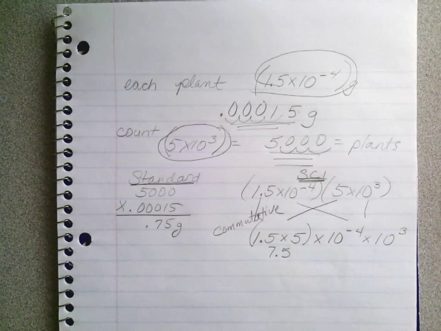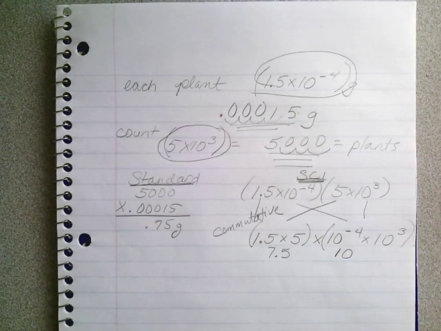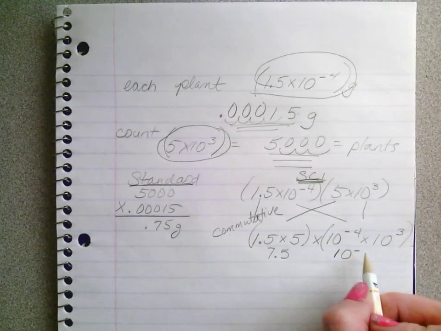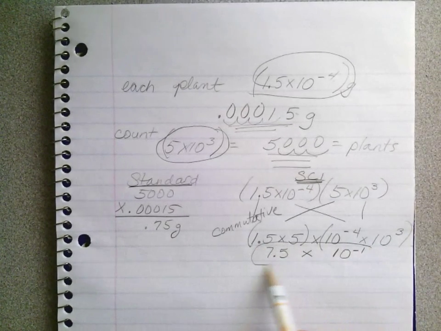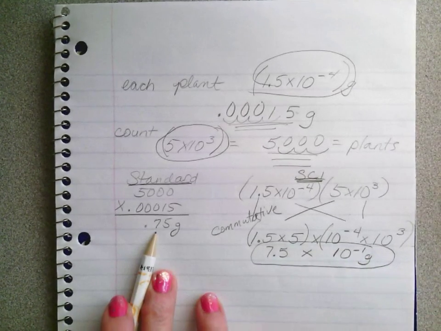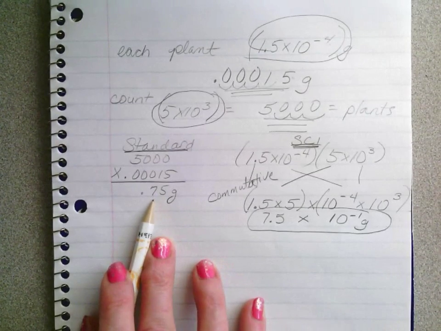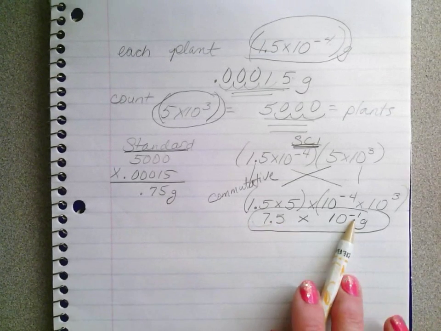The product of this and this is 10 to the what? Negative 1. So this times this in grams is the same as that. How do I know that? Because if I move this left one position, like it says to, I come up with the standard number.